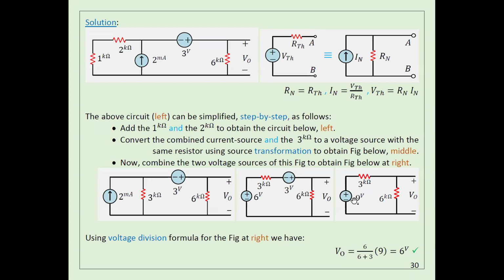Now look how the circuit became. Which circuit is easier, the original one or this one? For sure, this one is very easy. You can just use it. So in general, any current source, you can make it a voltage source. Any voltage source, you can make it a current source.